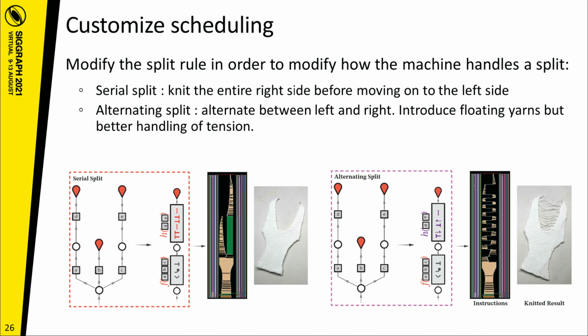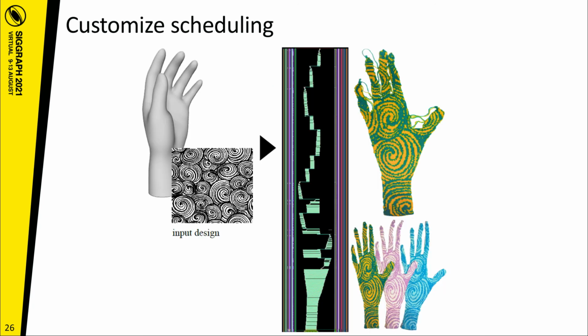In our system, swapping between both strategies is a matter of changing the split rule. The design or the lower level routines are not affected. Here, we show a colored hand model that was knitted using the alternating split strategy.